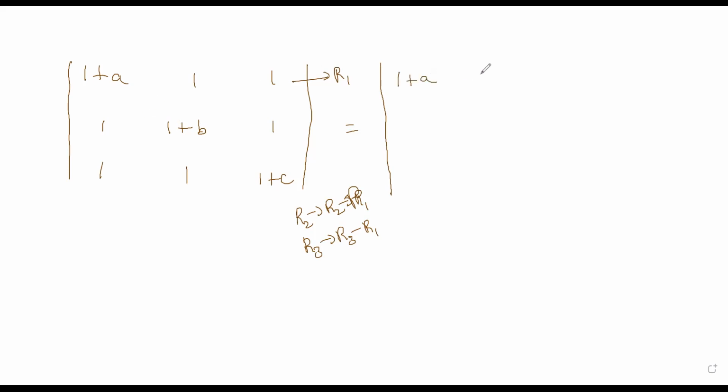So 1 plus A, 1, 1 is there. And if I do R2 minus R1, I'll get minus A here, 1 plus B minus 1 is B, and 1 minus 1 is 0. And in R3, minus A, 0, and C. Right? I got it like this, and now I got 2 zeros.